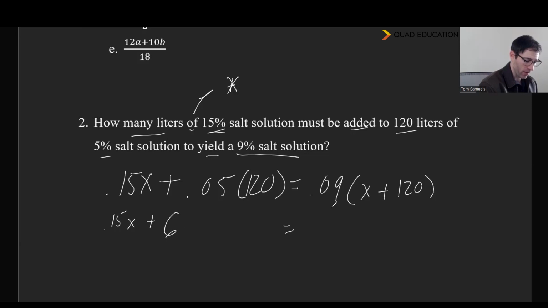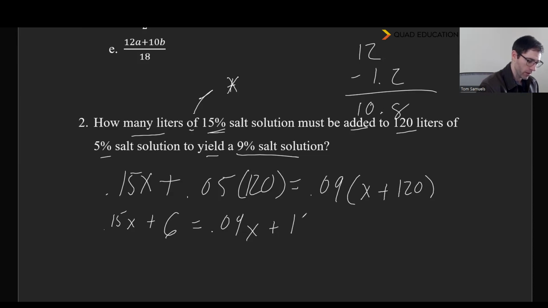And then we're going to say, all right, well, what about the other side? So we have to distribute the 0.09, so we have 0.09x, and then we're going to do 9% of 120. So what's that going to be? Well, we just said that 10% of 120 would be 12, and then we could just take away 1% from that. So this is a lot of tricky mental math. That's minus 1.2, and that's going to leave us with 10.8.